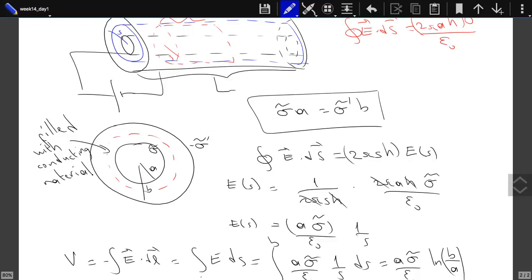Well, these charge densities, sigma tilde and sigma tilde prime, they don't stay there. So constantly, charges are moving from inside to the outside, but the battery is picking them up and putting them back inside, or the other way around, depending on which terminal you are connecting to which side.